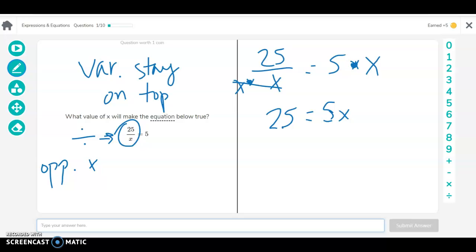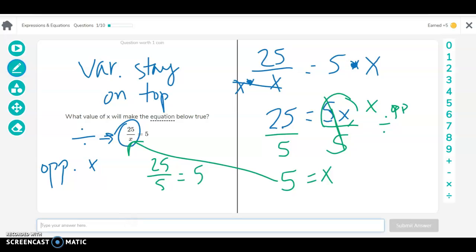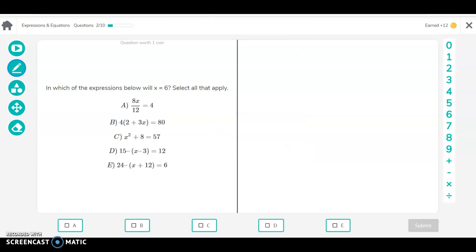Now we can solve for the variable. And it does not matter what side the variable is on because you can flip it around and it's still going to equal the same thing. So now this right here, this is multiplication. So we need to do the opposite, which is division. Okay? So we're going to divide by 5. Those cancel out. Whatever you do to one side, do to the other. 25 divided by 5 is 5, and that is equal to x. You can put it back in the original problem. So if we did 25 divided by 5 equals 5, it's going to equal 5. Okay, that's the correct answer.